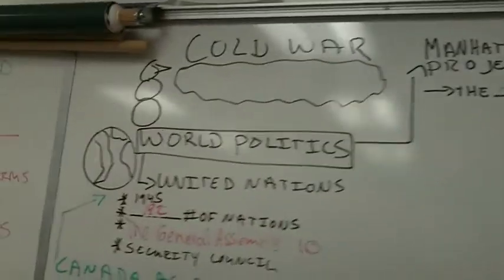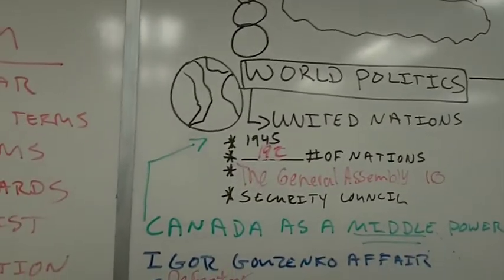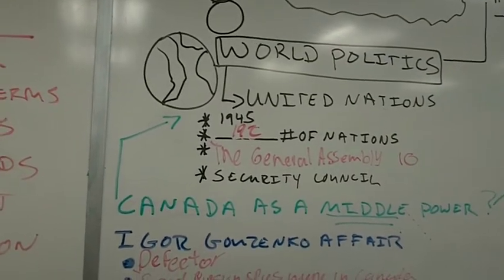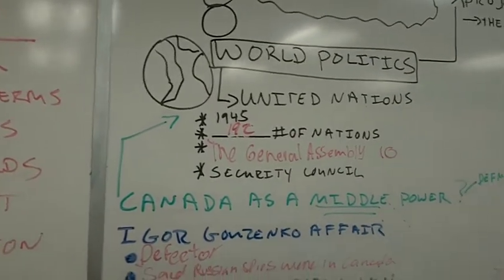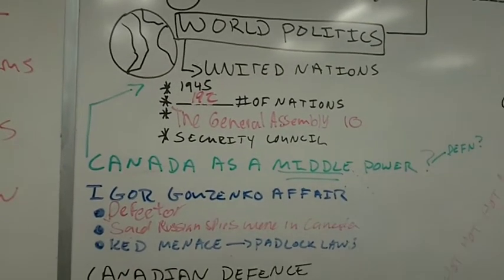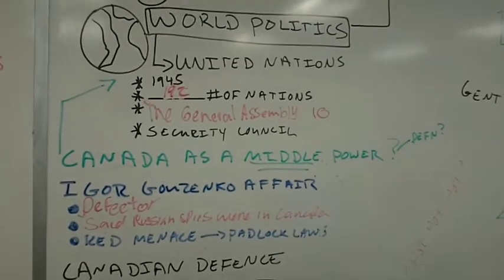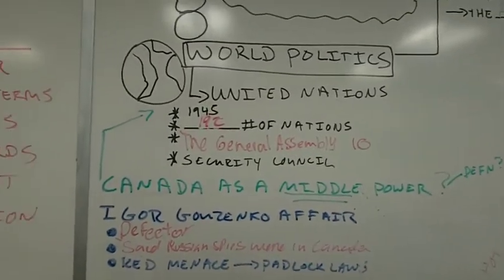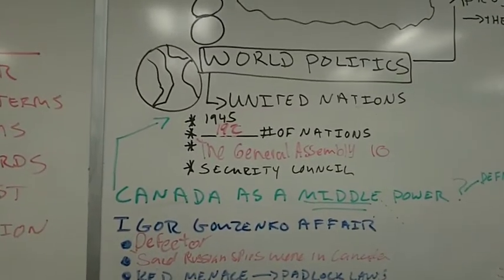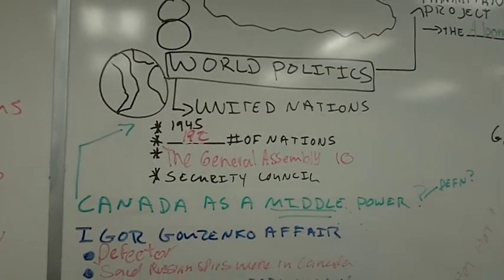So to begin with, Cold War politics. The United Nations was created in 1945. It had 192 member nations. The General Assembly and the Security Council are the two main bodies that we had to know. Canada becomes a middle power in this time period. Now, a middle power means someone who's influential in world affairs, but they're not a superpower. And Canada joins the United Nations, and they attend every single peacekeeping mission that the United Nations has ever had.